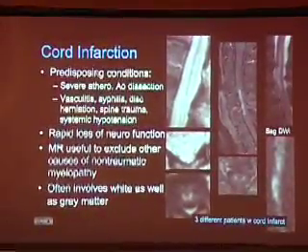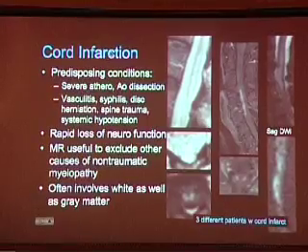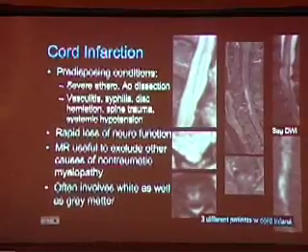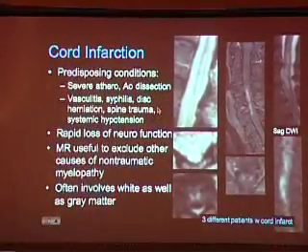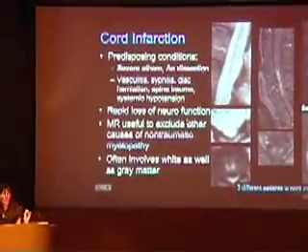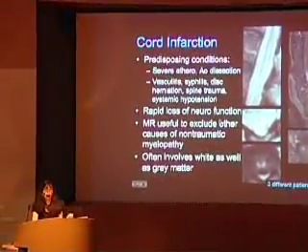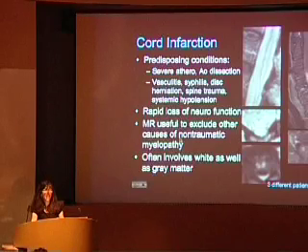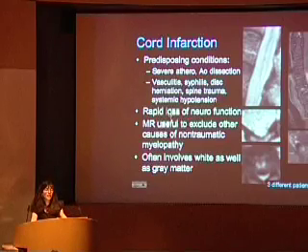Cord infarcts, again, maybe more the province of neurology than neurosurgery, but these are patients who often have severe atherosclerosis or aortic dissections. There are a lot of other causes of cord infarct, but these patients typically present with the acute rapid loss of neurofunction, and MR is mostly useful to exclude other causes of non-traumatic myelopathy. Because when a patient has a cord infarct, other than supporting them, there's often not a whole lot you can do. And here are 3 different patients with cord infarcts.